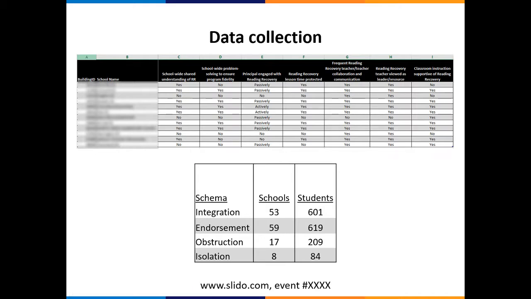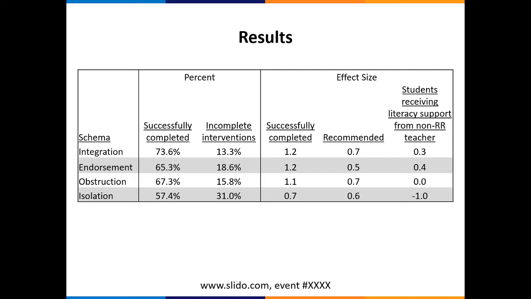All right, so let's actually take a look at some results. Here I have a table, and we have one line for each schema of implementation, from integration all the way down to isolation. We're going to look at the percentage of kids that successfully completed Reading Recovery, those who discontinued is what I'm saying here.